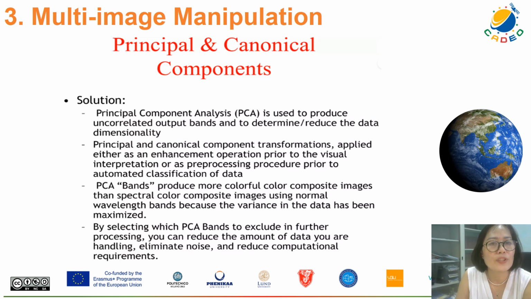The solution is that principal component analysis (PCA) is used to produce uncorrelated output bands and to determine or reduce the data dimensionality. Principal and canonical component transformations apply either as an enhancement operation prior to visual interpretation or as a pre-processing procedure prior to automatic classification of data. PC bands produce a more colorful composite image than a spectral color composite using normal wavelength bands because the variation in the data has been maximized. By selecting which PCA bands to exclude in further processing, you can reduce the amount of data you are handling, eliminate noise, and reduce computational requirements.